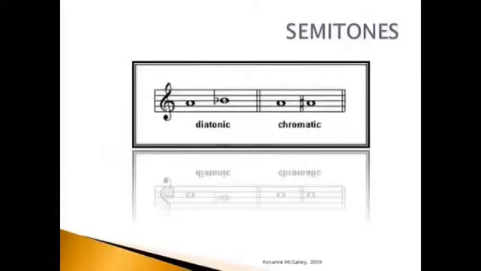Here we have a diatonic semitone first from A to B flat. It has a different letter name. Then we have a chromatic semitone, A to A sharp. They would both sound the same because B flat and A sharp are the same note sound.